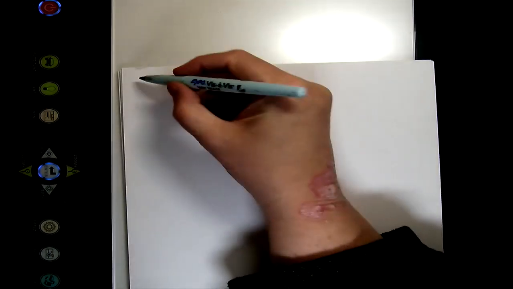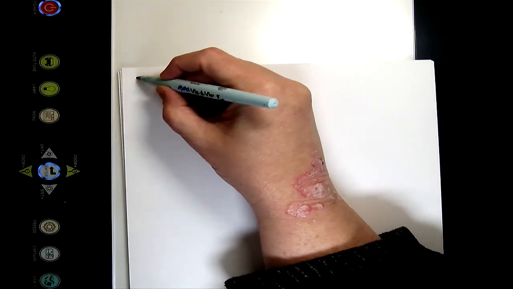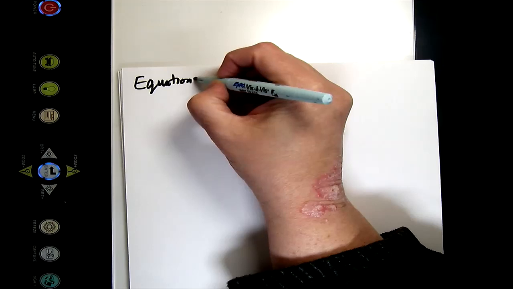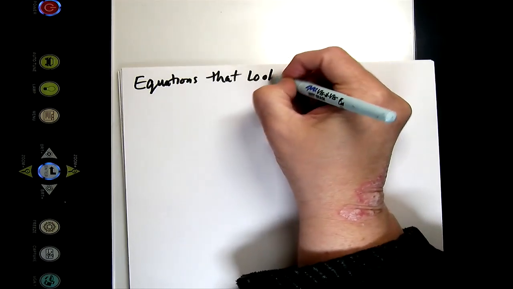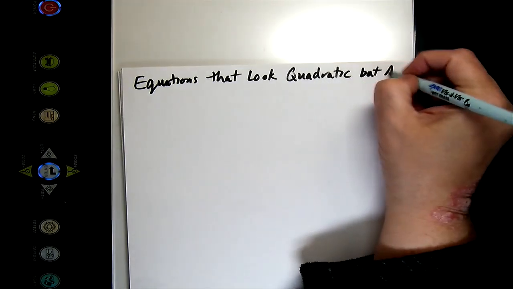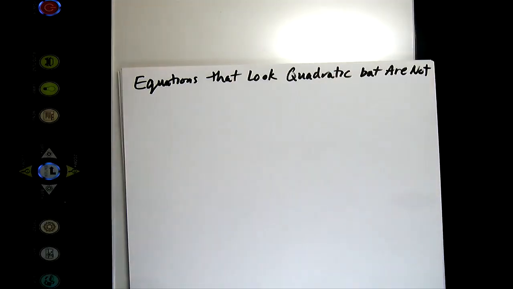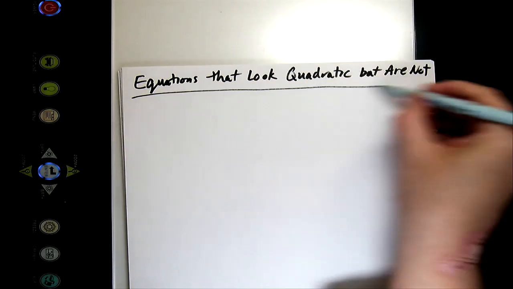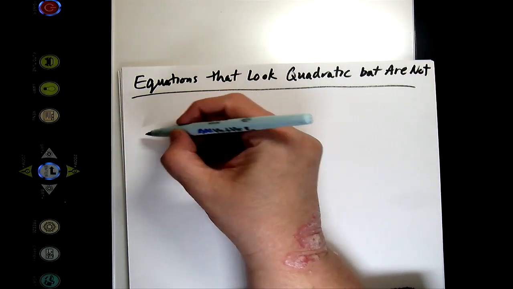Okay. So, last topic in this 1.6 section is equations that look quadratic but are not. I'll give you a couple examples of ones that fit this category.